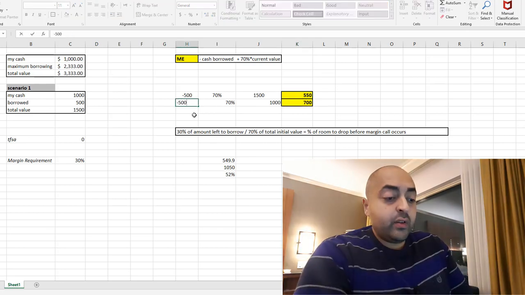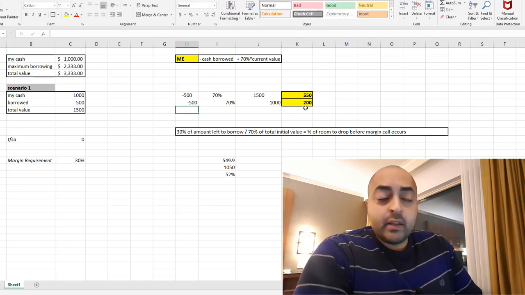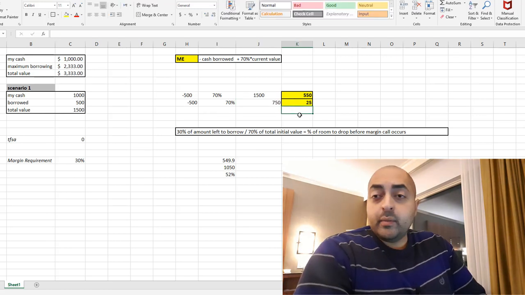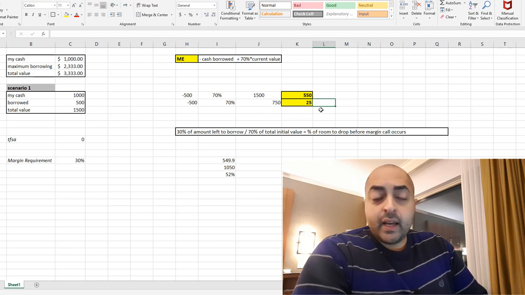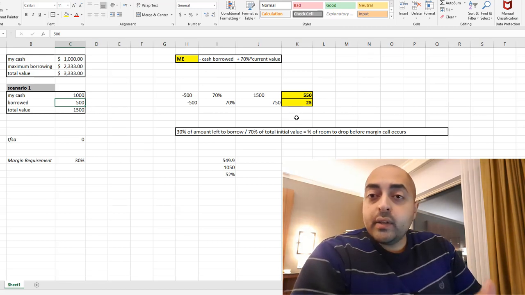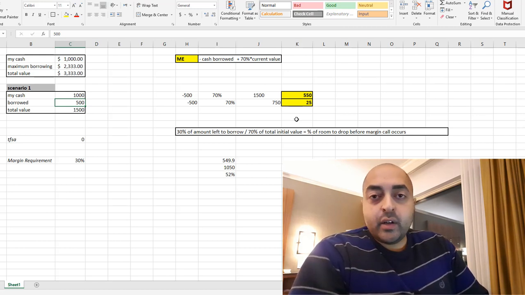The amount that I borrowed is still minus 500. So my maintenance excess is 200. It's positive, so I'm still good. I'm still fine. I don't have to pay anything. I won't be placed in a margin call. If the value of my stock drops to 750, so initially it was 1,500, drops to 750, I'm still good. I've got a positive maintenance excess, so no margin call, but I'm definitely getting close. So by borrowing less, I actually have more room to play around with, or more room for the stock to drop before the broker places a margin call.